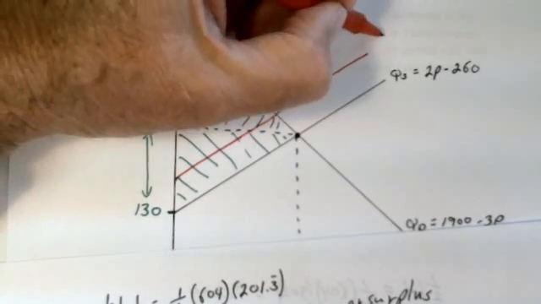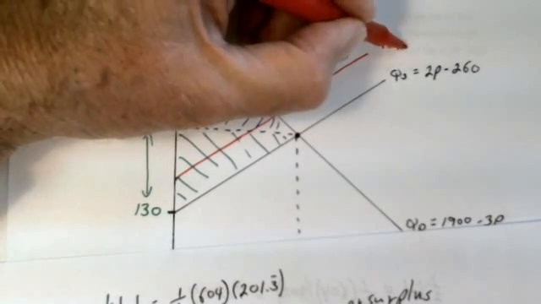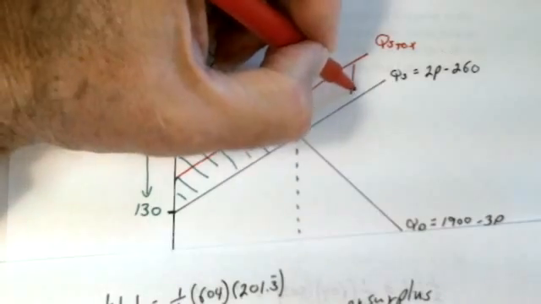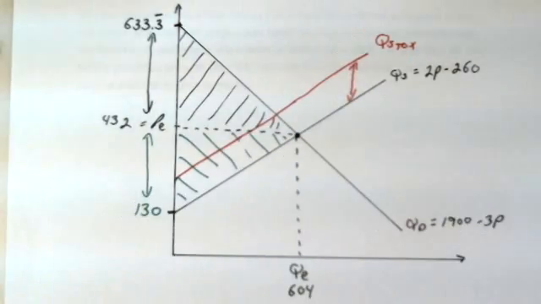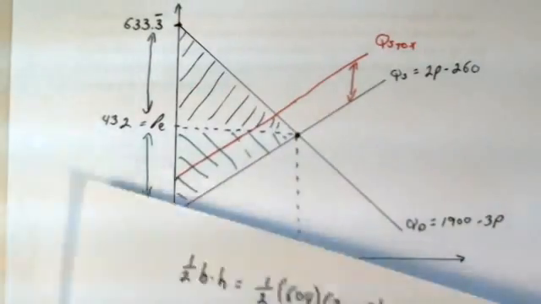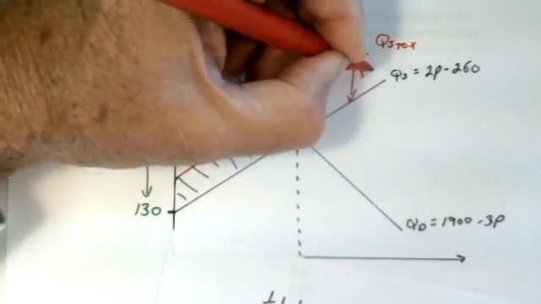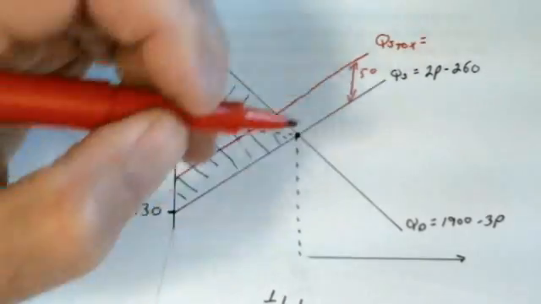We have to find the new supply equation, where this distance right here, wasn't it $60? Let's look back. It was 50. The tax was 50. Alright, so this distance right here is 50. So now we have to find this new equation.